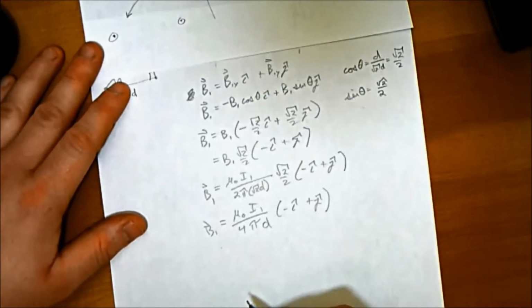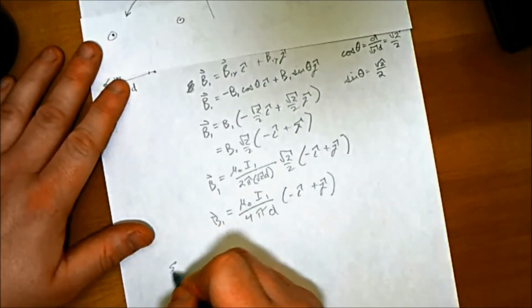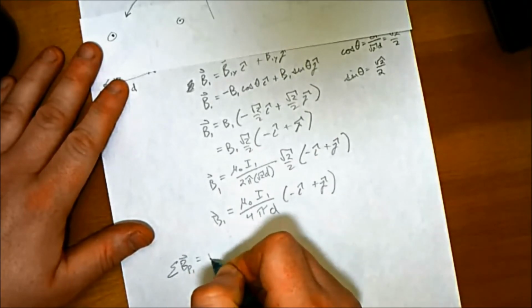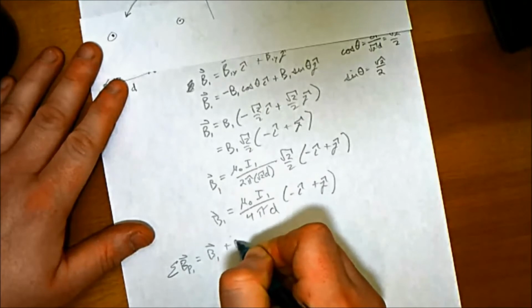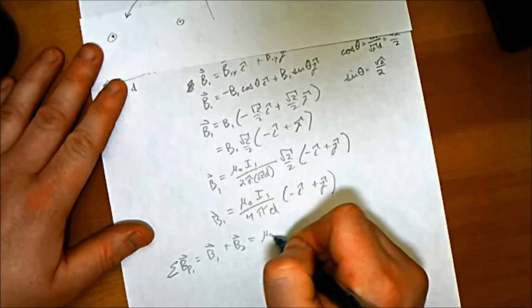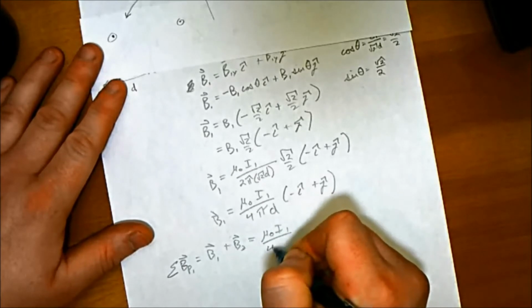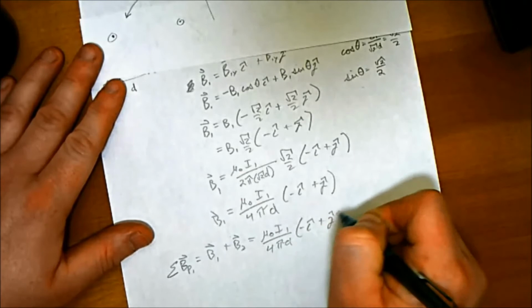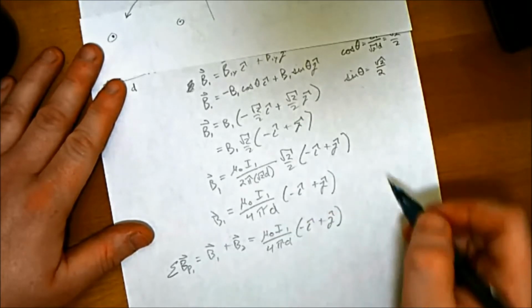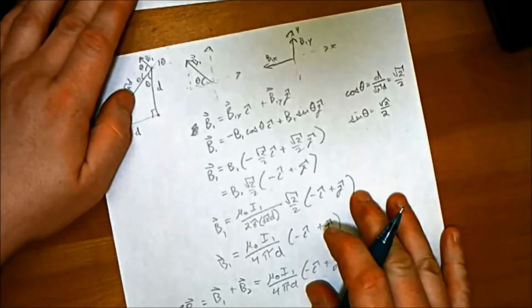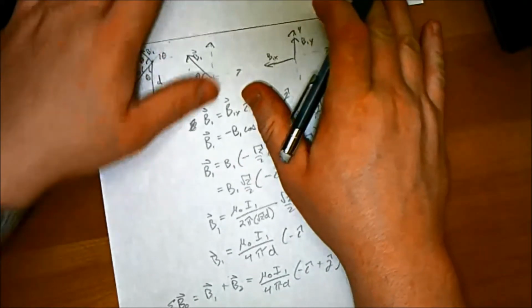So we need to add B1 and B2 to get the total magnetic field at P2. So it's B1 plus B2, or mu naught I1 over 4 pi d, negative i hat plus j hat. That's B1 plus B2, which, where did we write that? All the way up here.